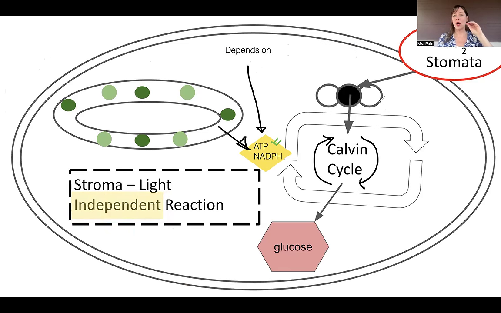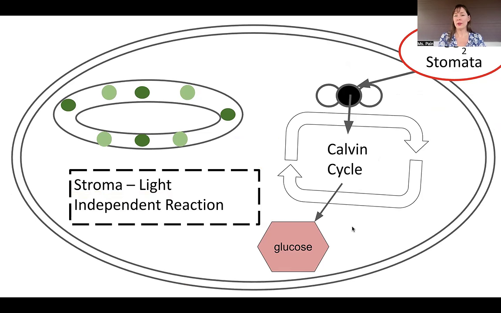So there is carbon dioxide coming in. The carbon dioxide is going to go from gas to solid. That process from gas to solid is called carbon fixation. So carbon fixation is going to solidify that gas. The Calvin cycle will use that ATP and NADPH to produce a glucose. That's the goal of the light independent reactions.